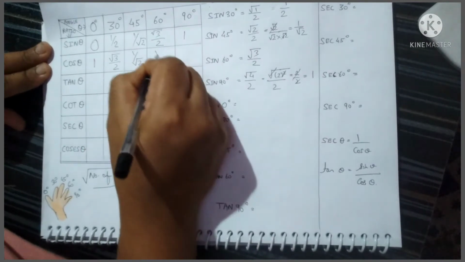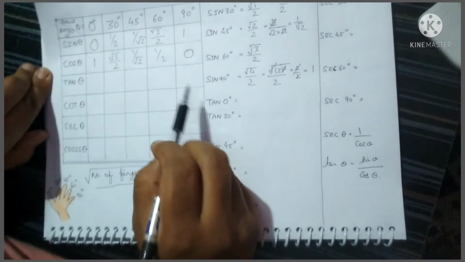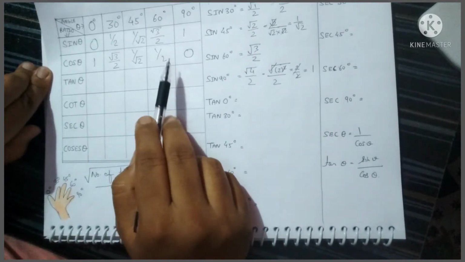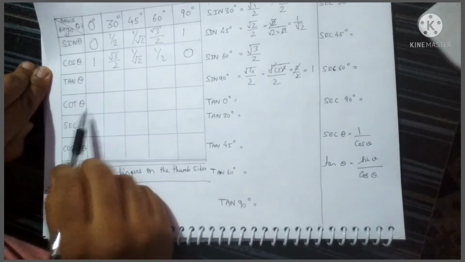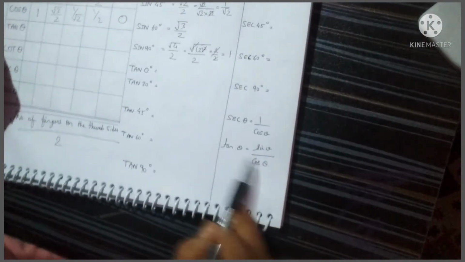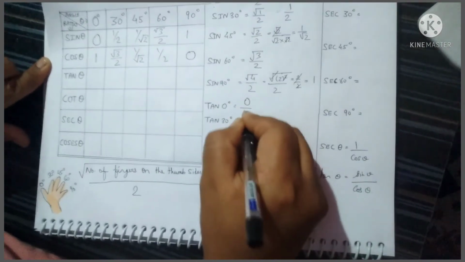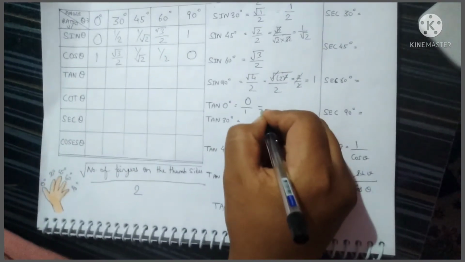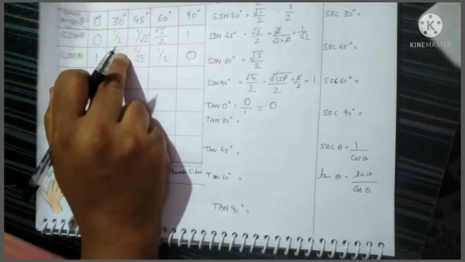This way we got the values of cos theta without learning the sine values also. Now we will find out the value of tan theta. Tan theta means sine theta upon cos theta. So we will get the values of tan theta by using the formula tan theta is equal to sine theta upon cos theta. First the value of tan 0. The value of sin is 0 and cos is 1, so 0 by 1 is equal to 0. The value of tan 0 is 0.